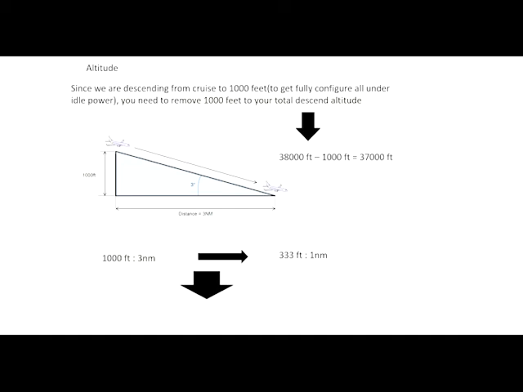Since most airplanes descend, you take 3 nautical miles to descend 1,000 feet. You can descend 333 feet per 1 nautical mile. So we just divide that. 37,000 feet divided by 333 feet per nautical mile, you get roughly 111 nautical miles.